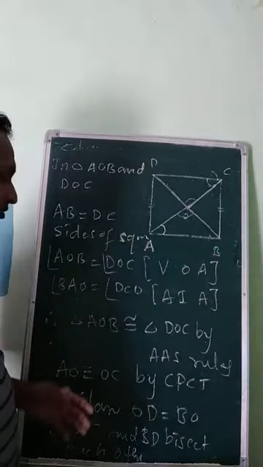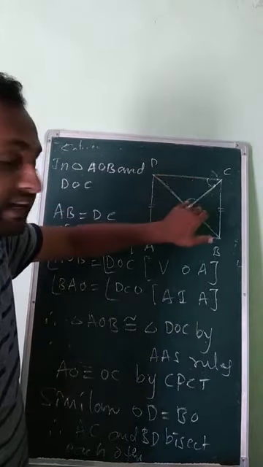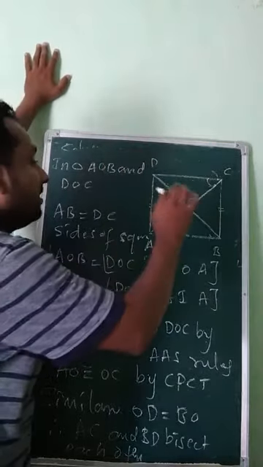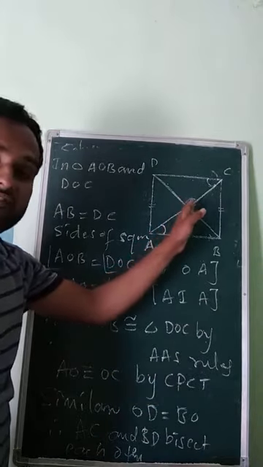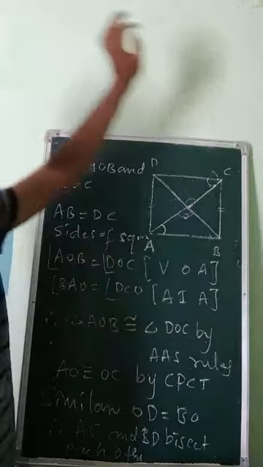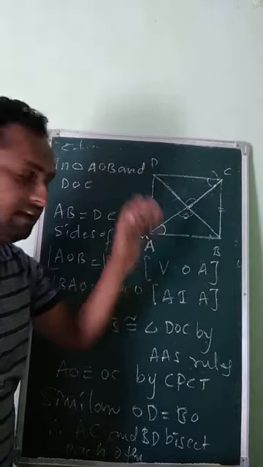One more point. What are you to prove here? They ask in the question that the diagonals bisect each other at perpendicular. How is it perpendicular? You have to prove that now. Perpendicular means the angle formed should be 90 degrees. Now you have to prove that these angles are 90 degrees. Then you can say that these diagonals bisect each other perpendicularly.